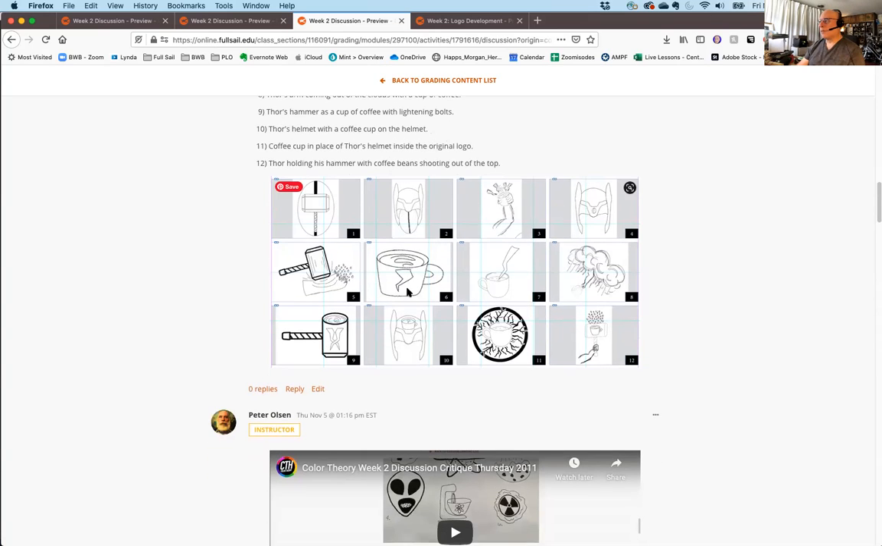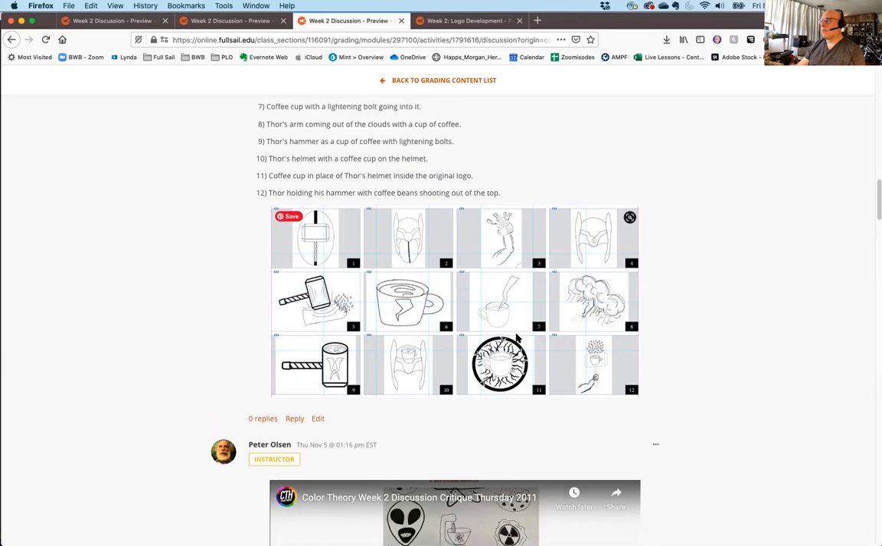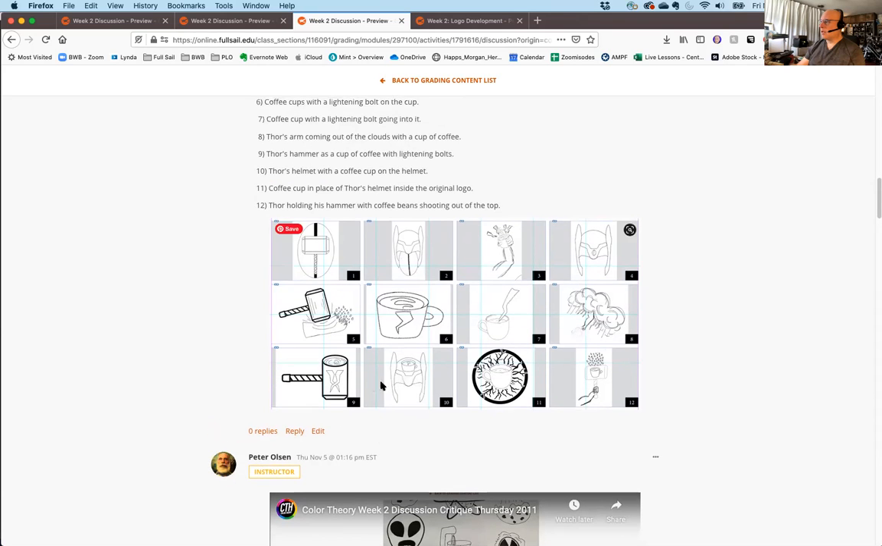Cup with a lightning bolt. Not really exciting. So 8 and 11 are a good start. Maybe this one with the coffee cup as the hammer, 9, could be good. That would be your 3.